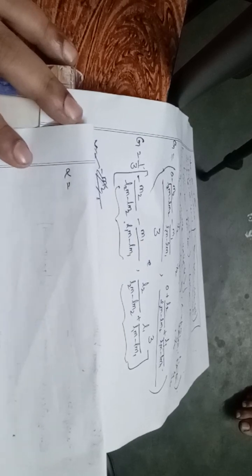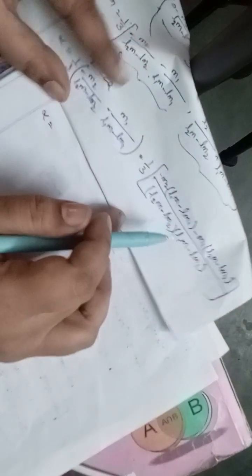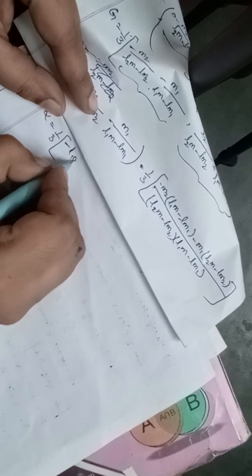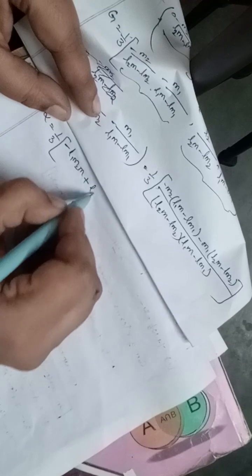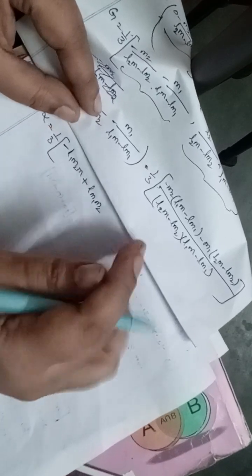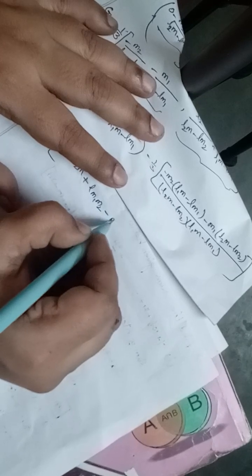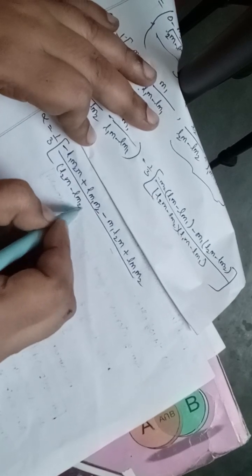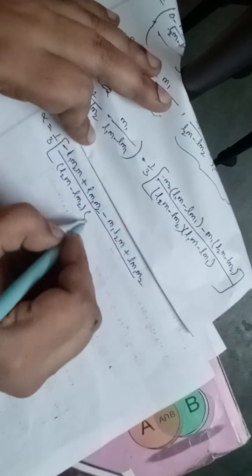Alpha equals, what we got here, 1 by 3 into minus L1 M2m plus L M1 M2, next minus M1 L2m plus L M1 M2, whole by L2m minus LM2 into L1m minus LM1. This is the equation we got.